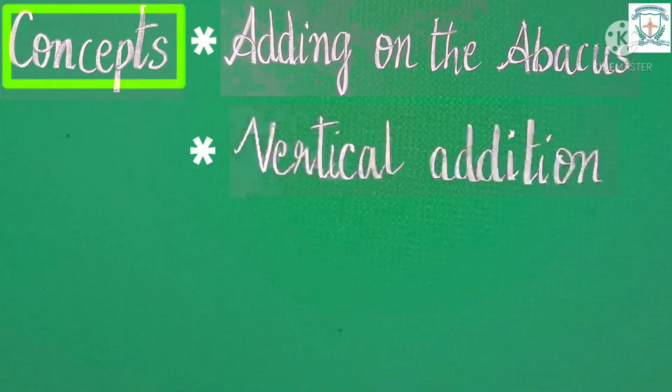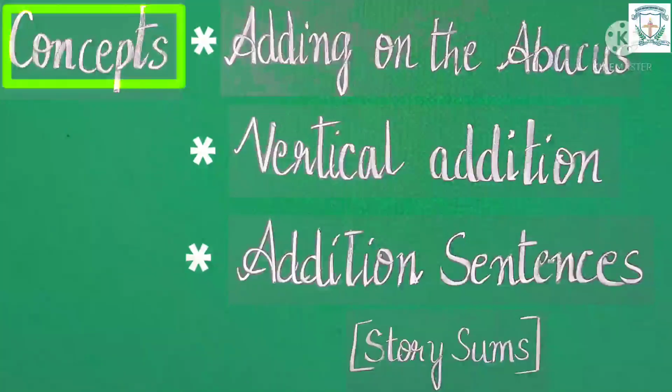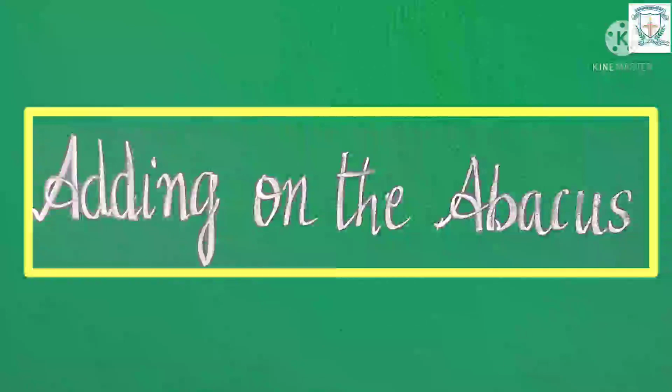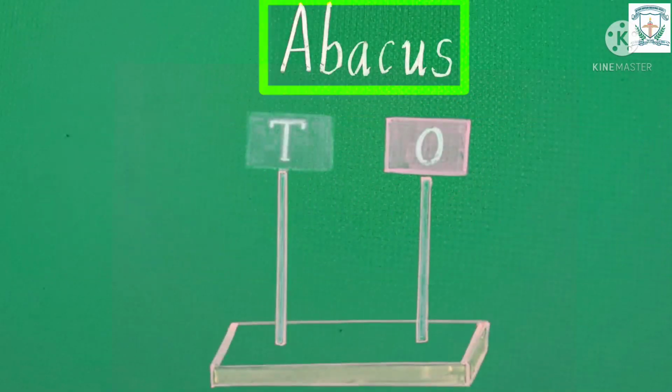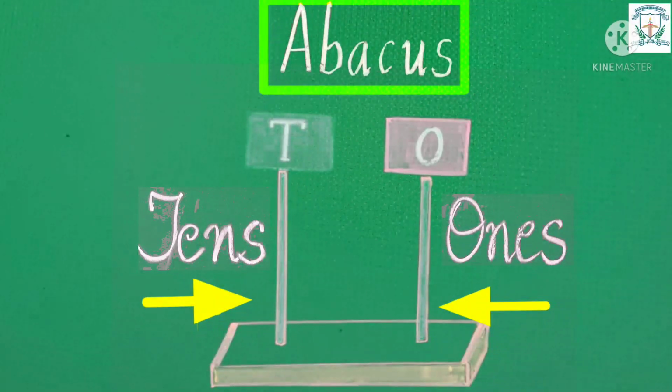In the online class, we learnt the concepts adding on the abacus, vertical addition and addition sentences, that is story sums. Let us first learn the concept adding on the abacus. This is a two-spike abacus tool. As we learned earlier, the abacus has two spikes. The left spike is for tens and the right spike is for ones.